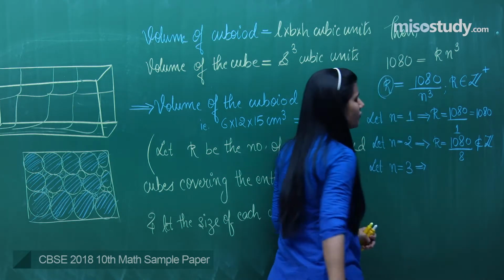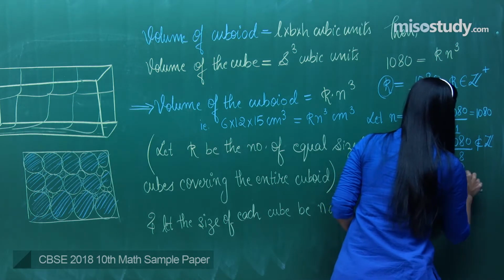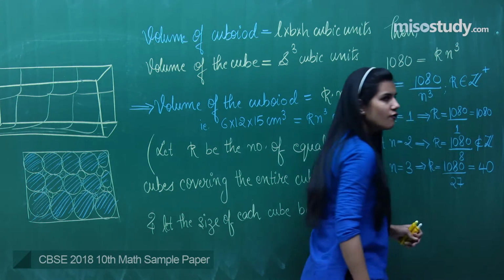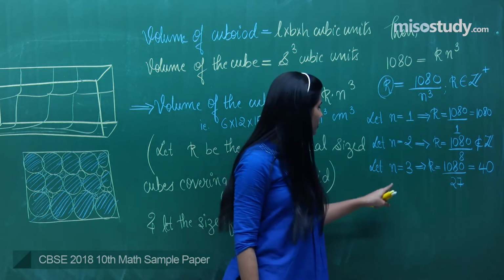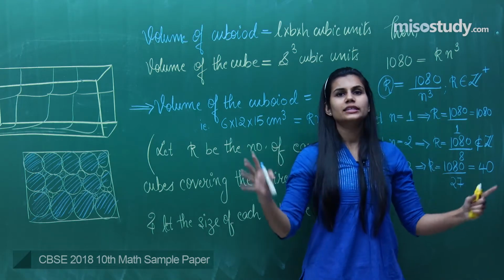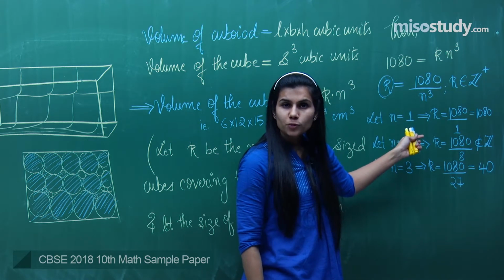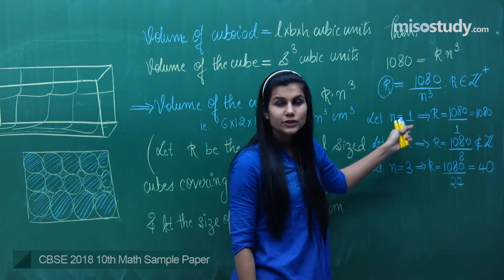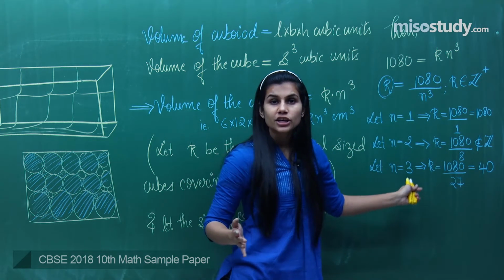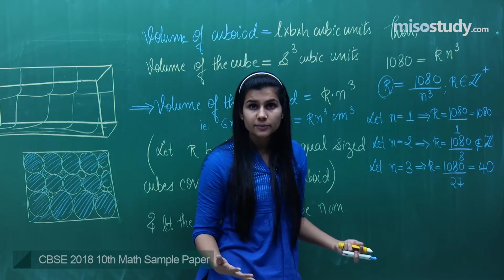If I take sides to be of length 3 each, in this case my k comes out to be 1080 divided by 3 cube, which is 27, and this delivers you with 40. Okay? So if you take sides of the cube of 3 centimeters each, you need 40 cubes to cover the entire cuboid. Here, if you take cubes of sides of length 1 centimeter, you need 1080 cubes to cover the cuboid. If you increase the side length to 3, you need 40 cubes to cover the cuboid. Let's see if the number of cubes can decrease even more.